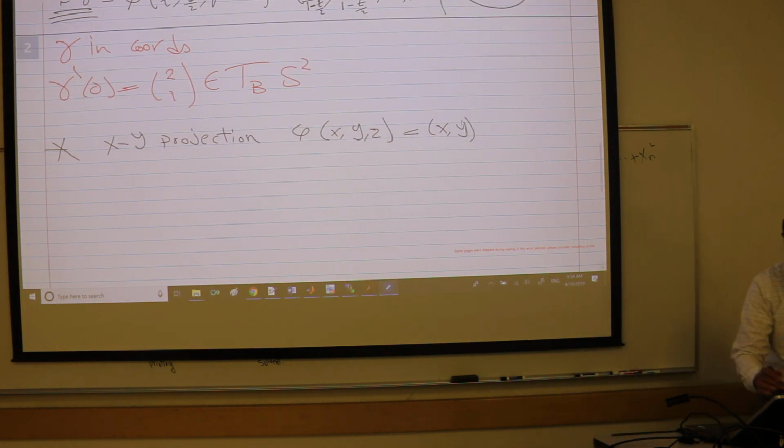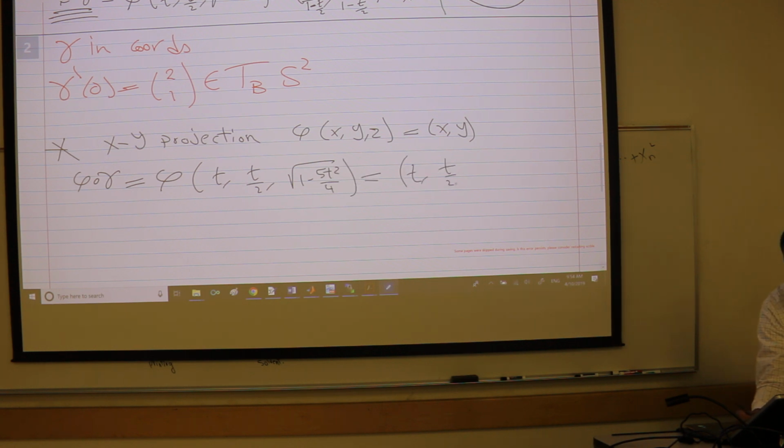Okay. So xy projection, let's do it in xy projection. Again, gamma in coordinates. What's gamma in coordinates? It's phi composed with gamma. So this is phi of t over 2, square root of 1 minus blah blah. And here we take what? Just the 2 coordinates, t and t over 2. Now this is your gamma in coordinates. So what's gamma prime of 0? It's (1, 1/2).